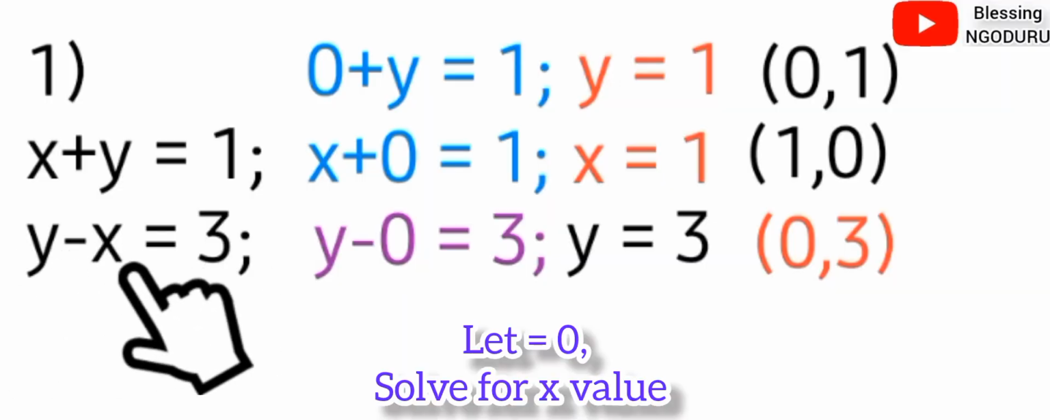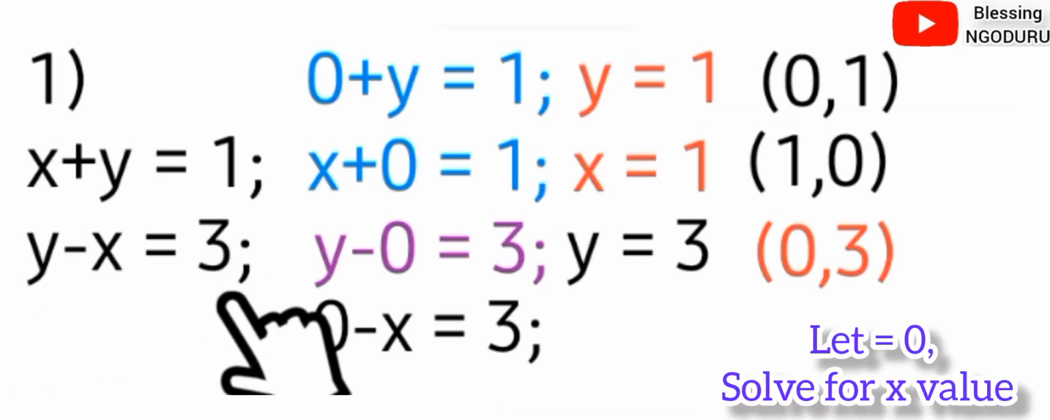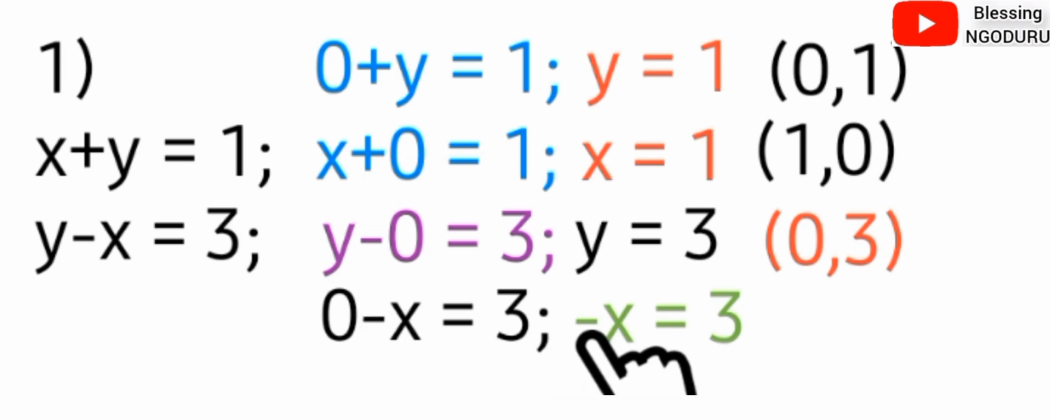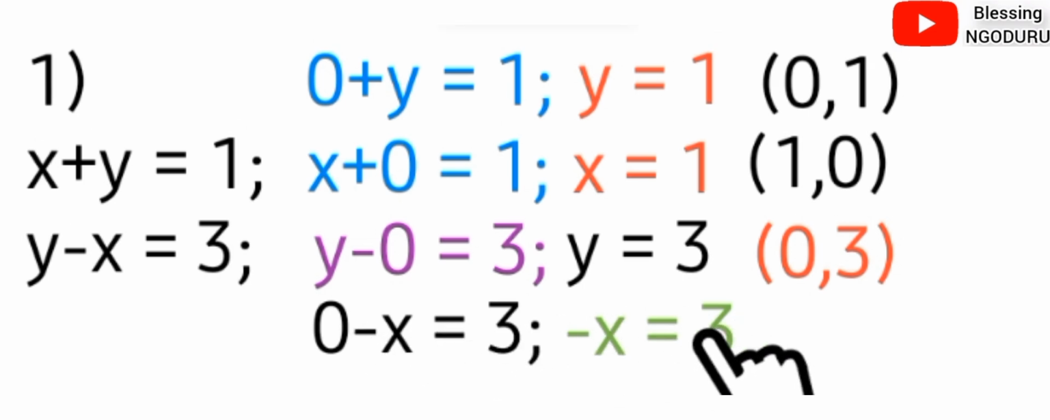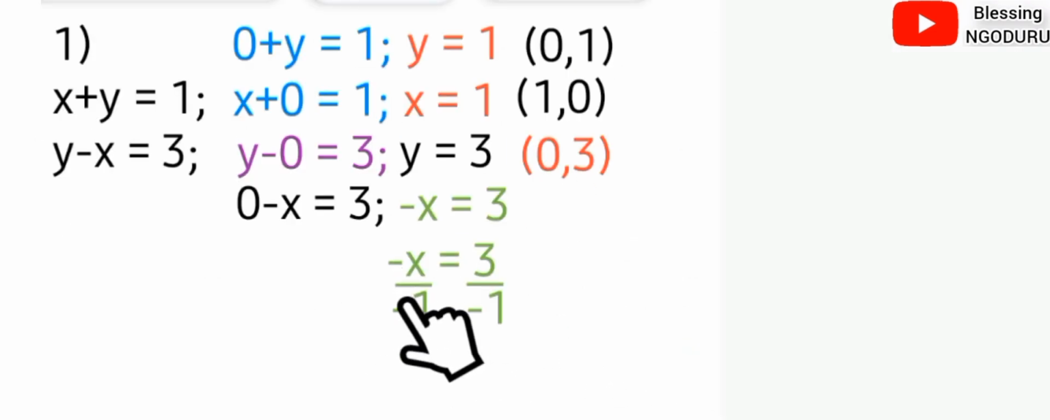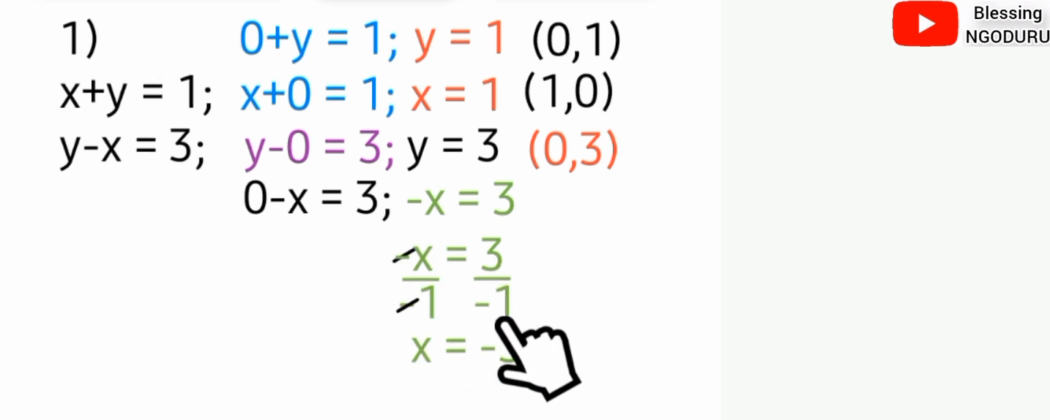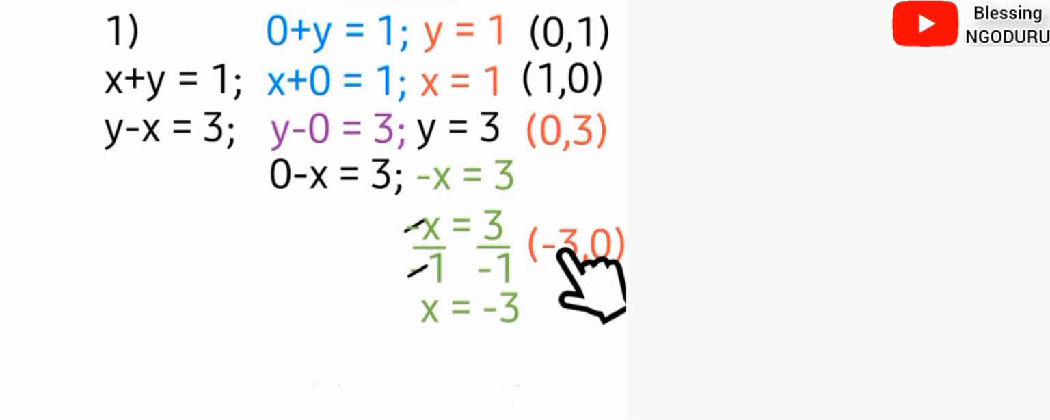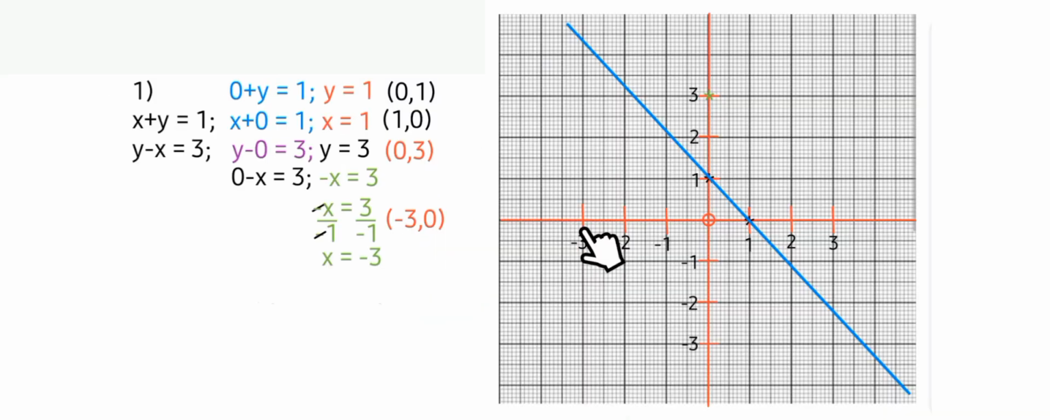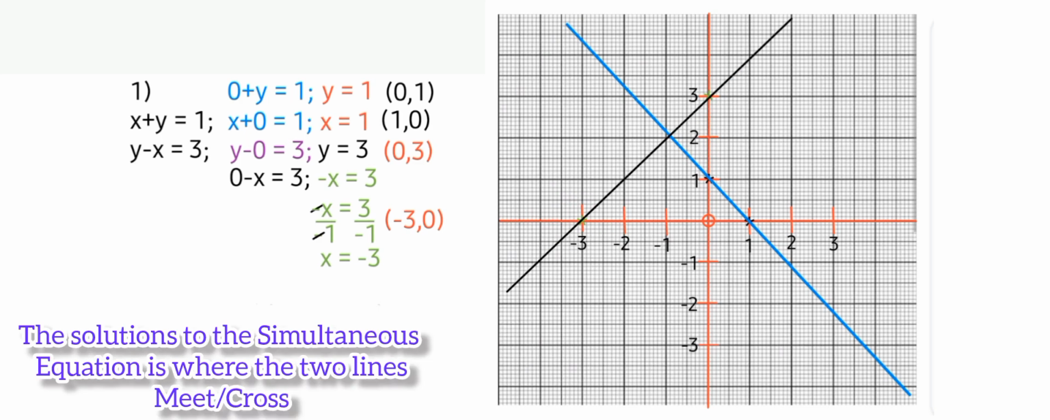Now let y be 0 and we solve for x. 0 minus x equal to 3, minus x equal 3. Dividing both sides by -1 to eliminate the negative from x, we now have positive x equal 3 divided by -1, which gives -3. So the coordinate is -3. That is, when x is -3, y is 0. Let's connect these points. The solution to the simultaneous equations is where the two lines meet or cross. The two lines meet at this point, that is, at the point where x is -1 and y is 2.